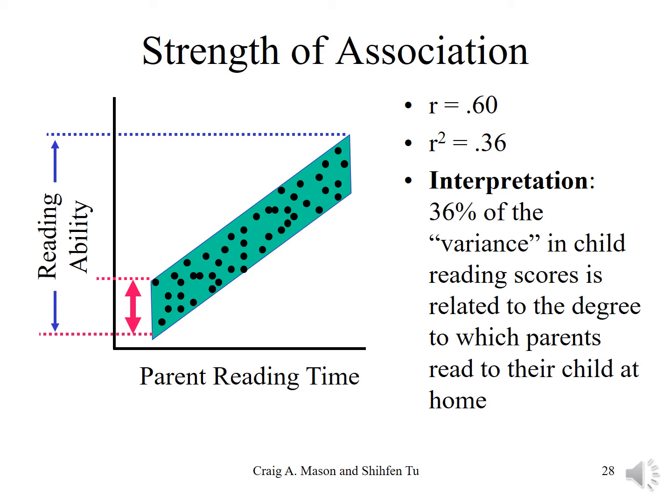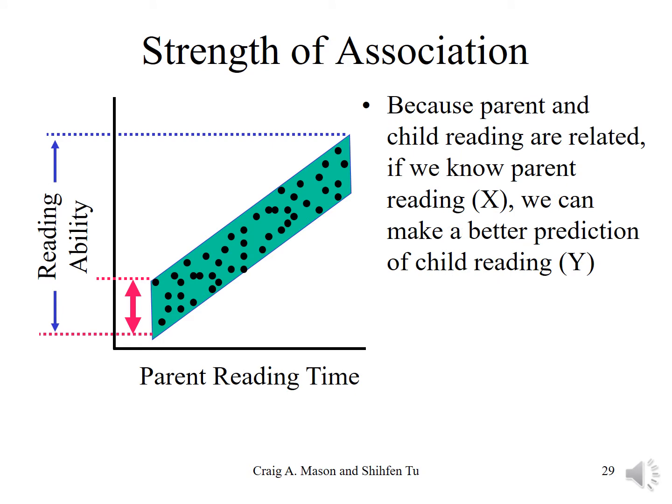It reflects a greater understanding of why we see high or low scores on some outcome, rather than just blindly guessing. So if the correlation in our example was 0.60, the r-squared or coefficient of determination would be 0.6 squared or 0.36, indicating that 36% of the variance in child reading ability is related to the degree to which parents read to their child at home. Again, because we know the correlation between the two variables, if we know parent reading time, we can make better predictions of child reading ability.